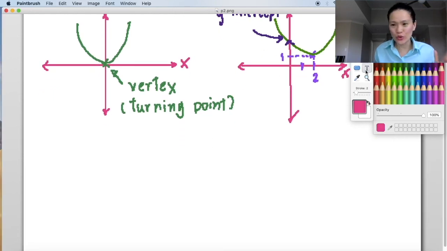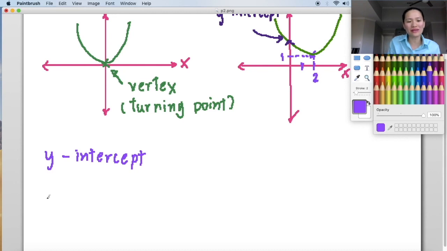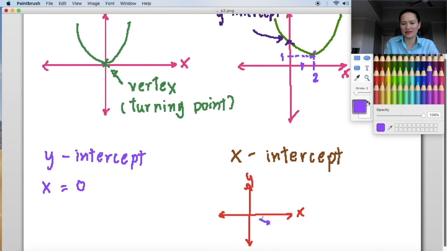I would like to teach you something extra. If they ask you to find the y-intercept, the concept of y-intercept is the point where the graph cuts the axis y, so that means x equals 0. And if they ask you to find the x-intercept, it could be similar to this. Let's see the vertex here and your graph goes up this way. You can see that you have the point that cuts axis x. This is called the x-intercept. The x-intercept means y equals 0.